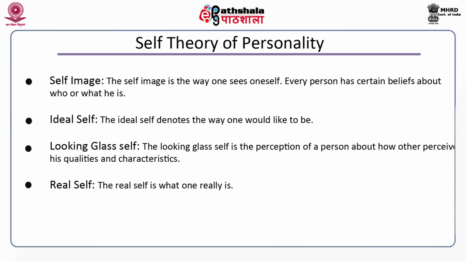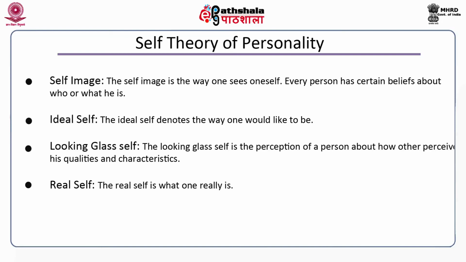Ideal self. The ideal self denotes the way one would like to be. The ideal self differs from self-image in that the self-image indicates the reality of a person as perceived by him, while the ideal self indicates the ideal position as perceived by him. Thus, there may be a gap between these two characteristics. The ideal self is important in stimulus selection because a person will select those stimuli for processing which fit in with the characteristics of his ideal self.